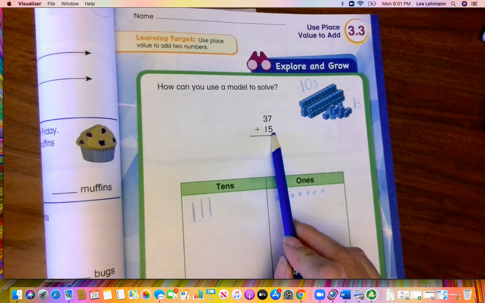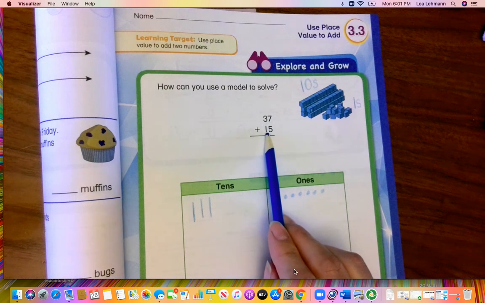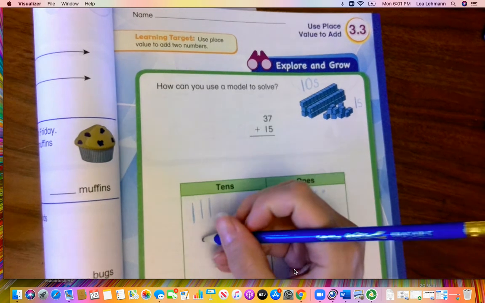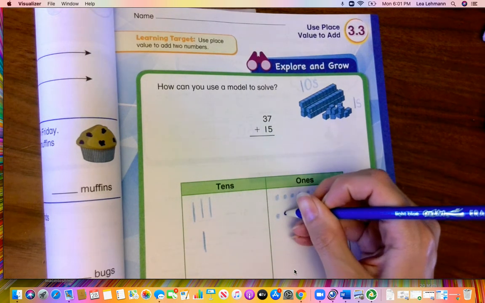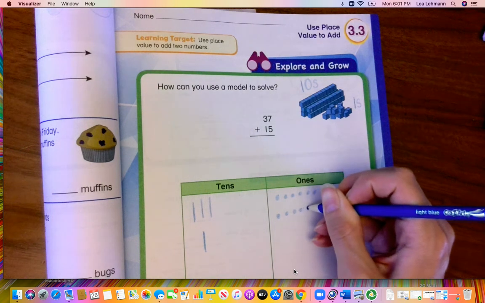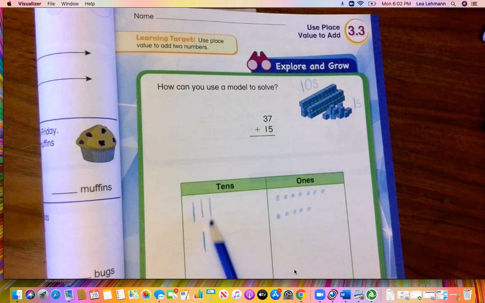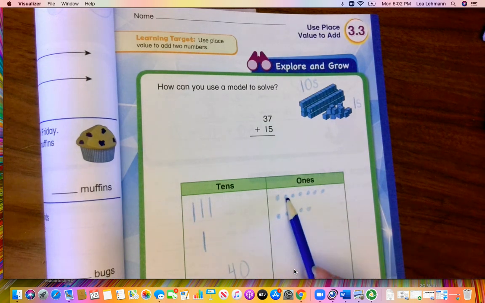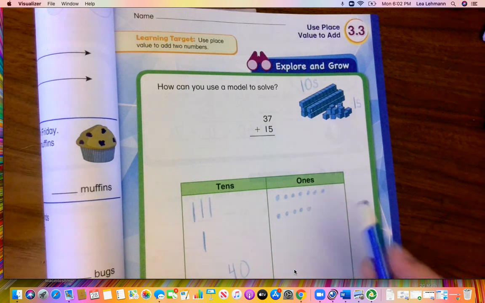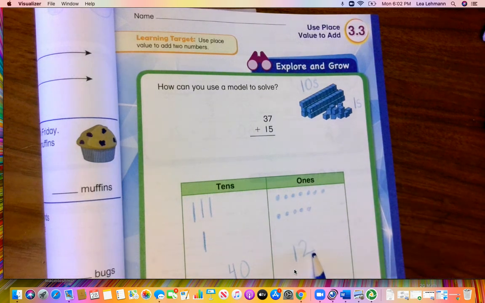Now my 15, let's add that. I'll put it at the bottom here. How many tens do we have in 15? Just 1. Then how many ones do we have? 5: 1, 2, 3, 4, 5. Now I'm going to look at all of this. I have 1, 2, 3, 4 tens, so that's 40. Then I have 7, 8, 9, 10, 11, 12 ones. So I have 40 and I have 12.